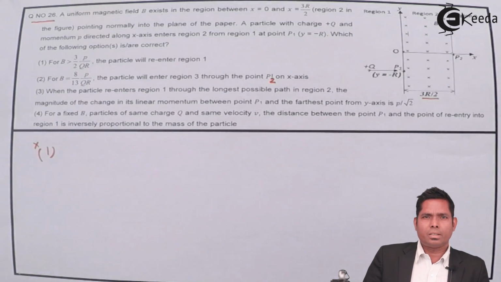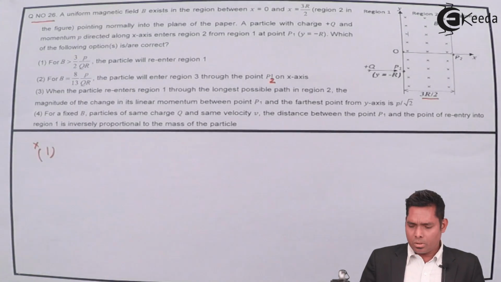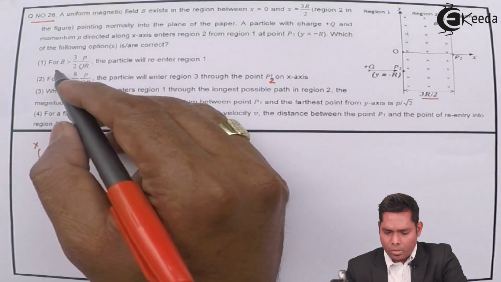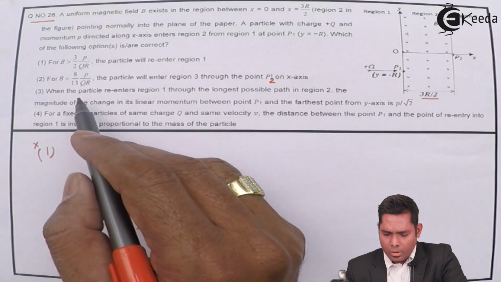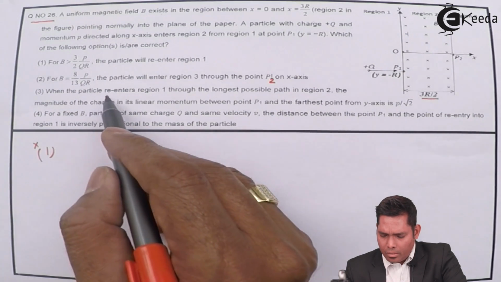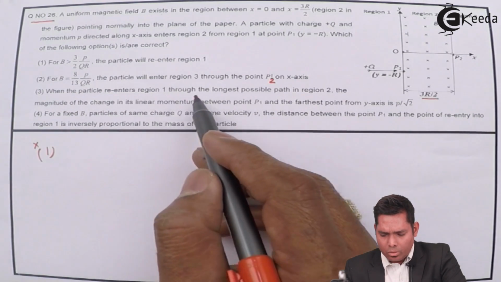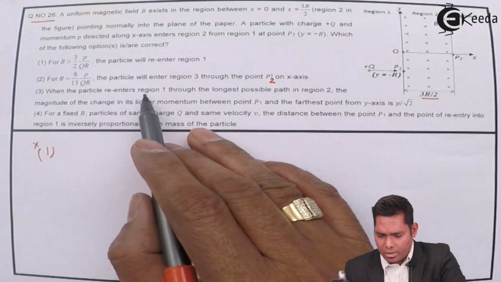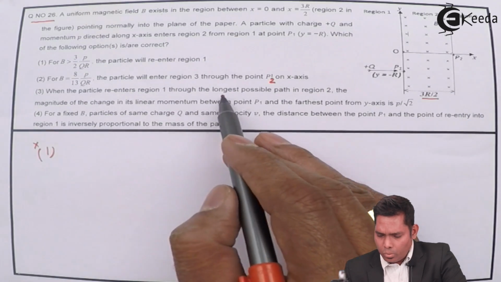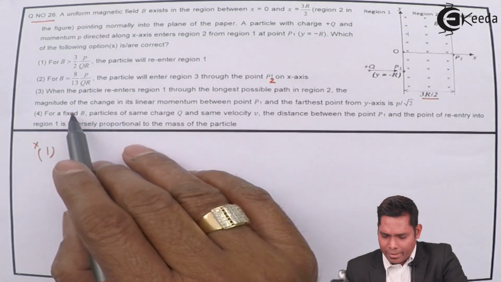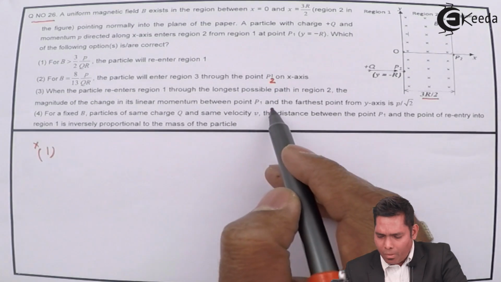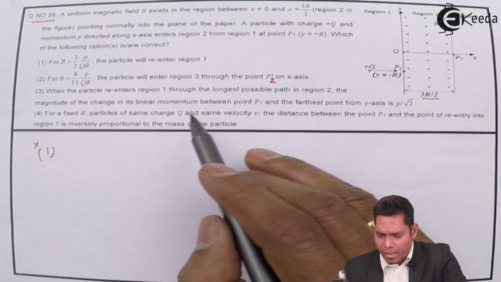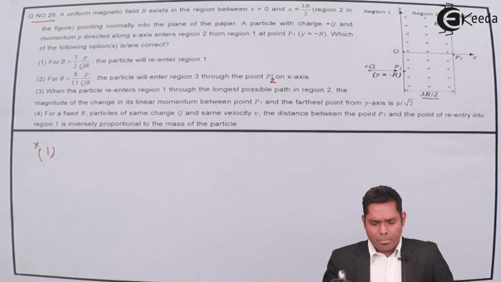Okay, so first of all we will find for option number 2. We'll see what is happening with the second option. Then after we get this value of B, we can go to the other options like option number 1. Option 3 says: when the particle re-enters region 1 through the longest possible path in region 2, the magnitude of change in linear momentum between P1 and the farthest point from the y-axis is this, and so on. So let us solve one by one.